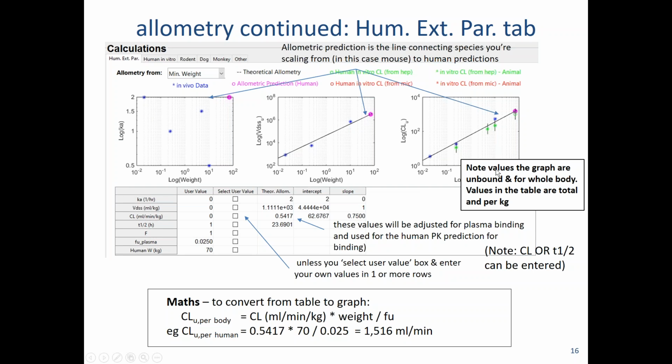In the table at the bottom here, the values on the graph, as I said, are per body, and they are unbound. Values in the table here, in the theoretical allometry column, these are per kilogram, and they are total. Okay, so to convert from the table to the graph, you need to convert for weight and for binding. So you can see the clearance value here of 0.5 mils per min per kilogram. To convert that to find its position on the graph here, we convert for weight and convert for the free fraction. So we end up with 1500 mils per min, and that's where the unbound clearance for human is.